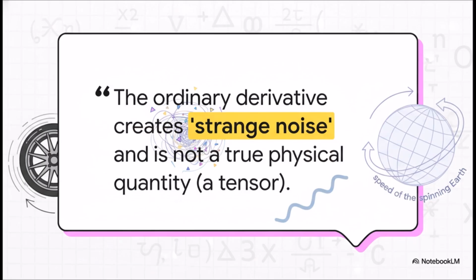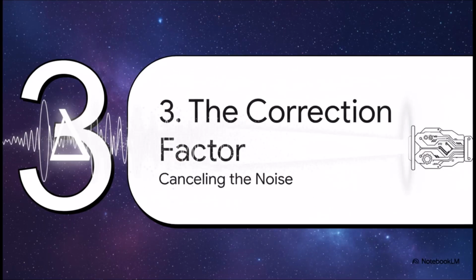It's like trying to measure the speed of a car that's on a spinning merry-go-round. The number you read is a mix of the car's actual speed and the speed of the platform itself. We need a way to subtract the platform's spin to find the real truth. And this is where our hero enters the story.